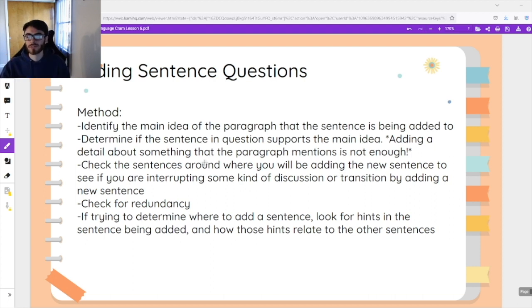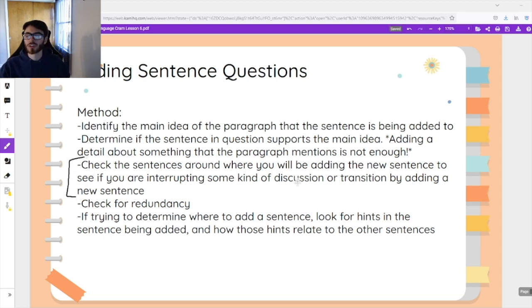You also want to check for redundancy. There's no need to add a sentence that repeats something that's already been said. Even if it does fit with the main idea, if it's already been said, you don't need to say it again. I think that's a pretty straightforward idea. And if you're trying to determine where to add a sentence, obviously this is important.